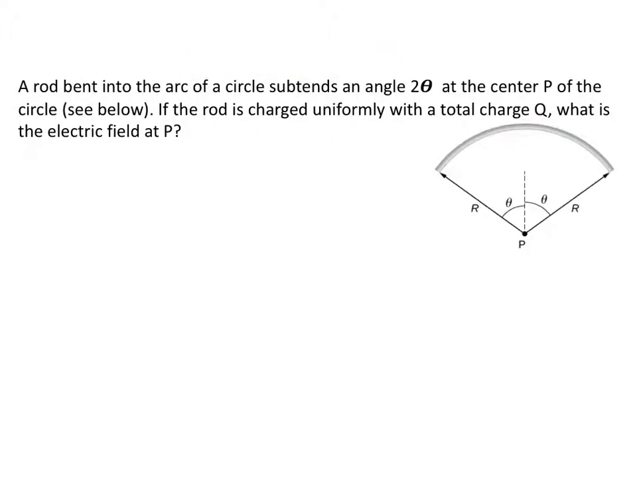In 10, one last problem. All right, a rod is bent into this arc. So there's 2 theta. The left side is 1 theta, the right side is another theta. So the angle is 2 theta from that center P. If the rod's charged uniformly and has a total charge of capital Q, what's the electric field at P?